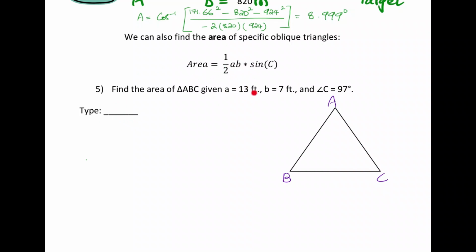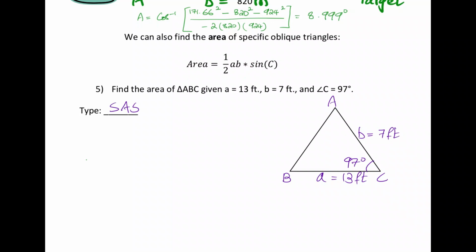So they are giving us that side length A is 13 feet. So that would be here, opposite angle A. Side length B is 7 feet. Opposite angle B, here is 7 feet. And angle C is 97 degrees. So that would be this angle here, 97 degrees. So this is a side, angle, and then side scenario here. So for that triangle, we can use this formula here to find area.